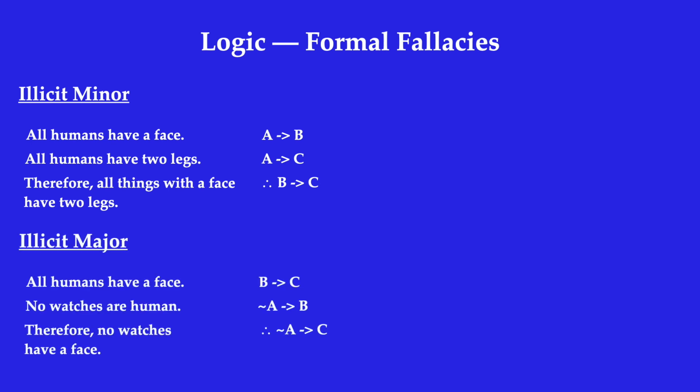All humans have a face. No watches are human. Therefore, no watches have a face. This one's a little tougher, but we know this one is wrong. Though, a first glance at the symbols looks right. Not A implies B, and B implies C, so not A should imply C. And if you filled out a truth table, it would probably tell you the same thing.